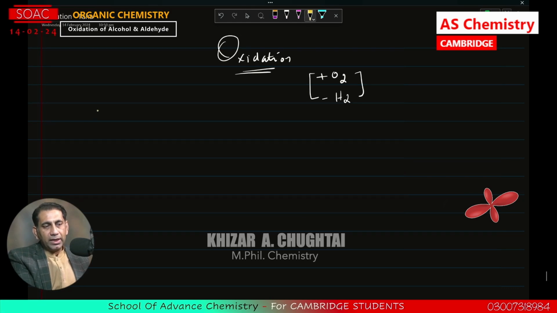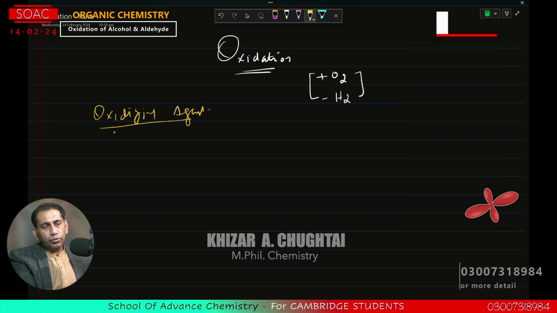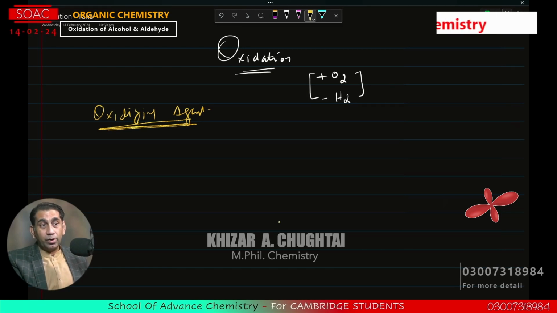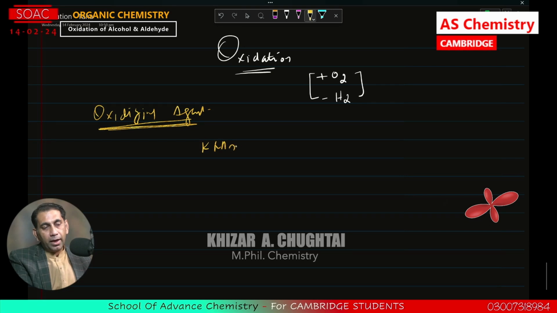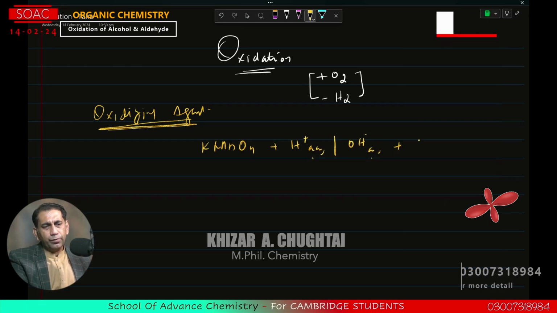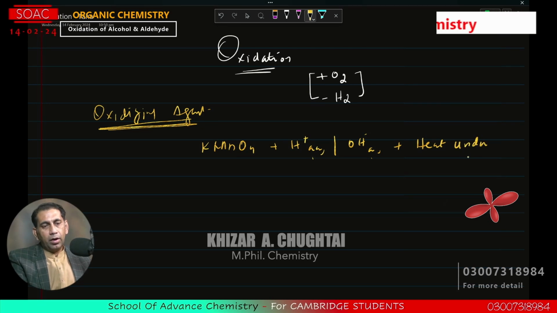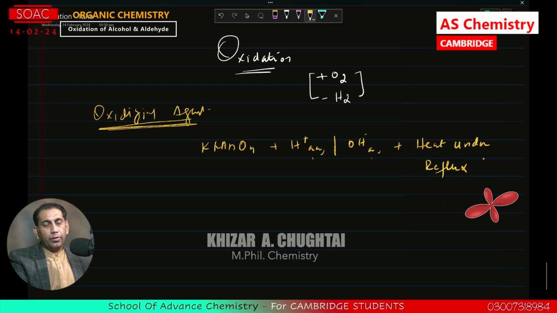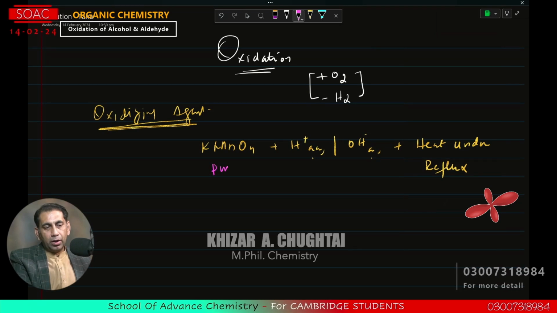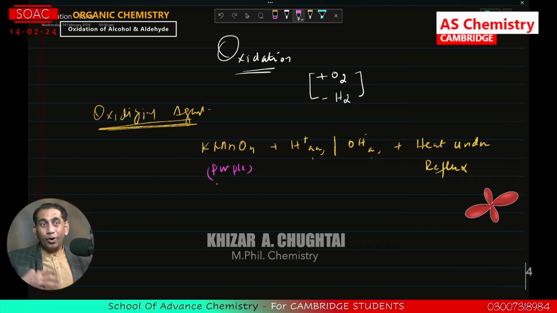Now the next thing is, what are the oxidizing agents that we are going to use? There are basically only two oxidizing agents in AS chemistry as far as your syllabus is concerned. Number one is KMnO4, plus we will add acid into it, or you can add alkali as well, OH negative ion, plus we will heat under reflux. So one reagent is KMnO4, potassium manganate(VII), and its original color is purple. Whenever it oxidizes any molecule, it changes its purple color into colorless.